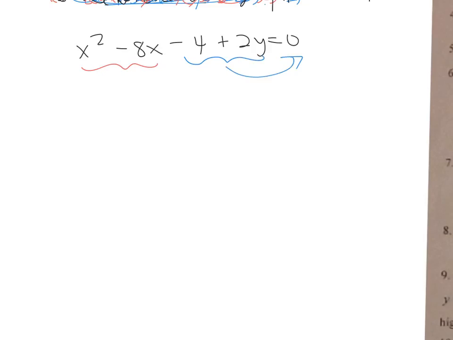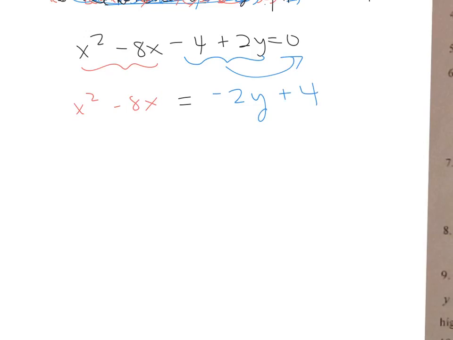Okay, so we are on the last problem, number 12. It says put the equation in vertex form, find the vertex, focus, and directrix. So we have x squared minus 8x minus 4 plus 2y is equal to 0. All right, so my x's are already grouped together, and I want to take the constant and the y and move them to the other side. So I have x squared minus 8x is equal to negative 2y, and when I add 4, I get positive 4.